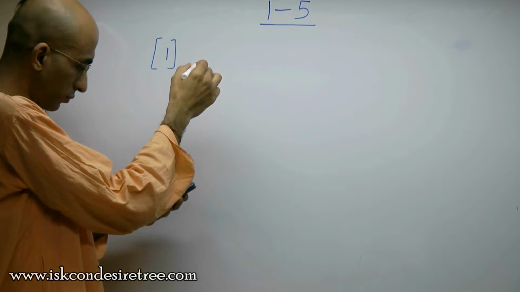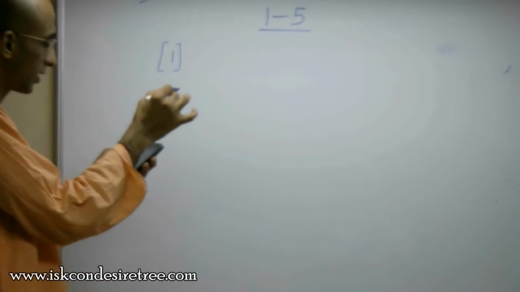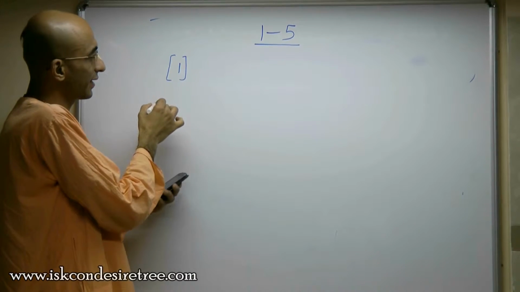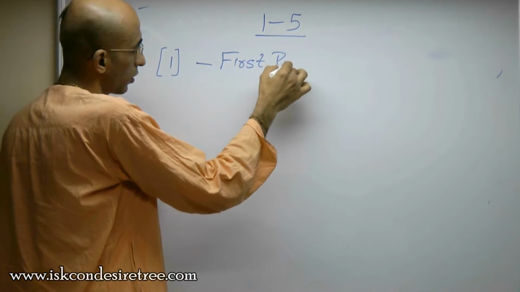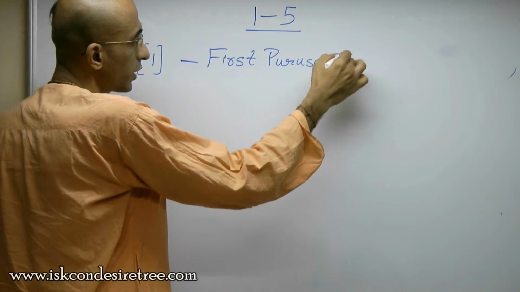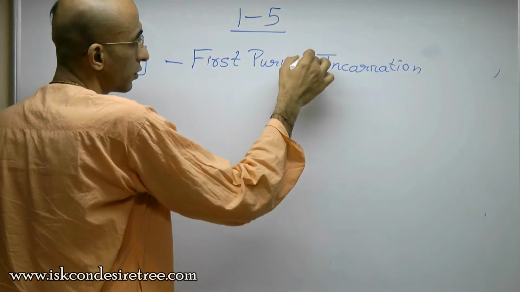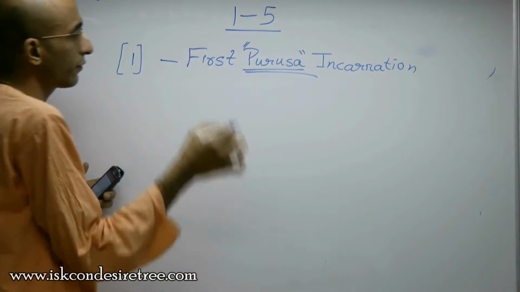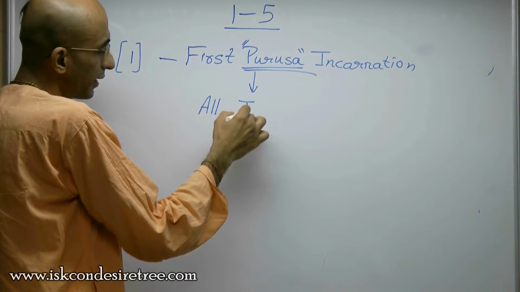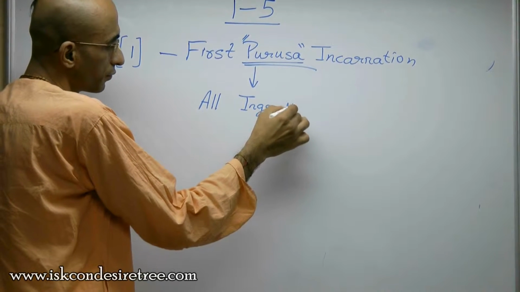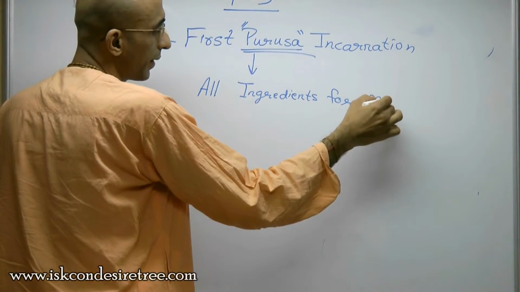I'll read this: "In the beginning of creation, the Lord first expanded Himself in the universal form of the Purusha incarnation." That is the translation. So the first Purusha incarnation. Now when He takes the first Purusha incarnation, the incarnation for the purpose of creation, from it all the ingredients for material creation are created. That is mentioned in text 1.